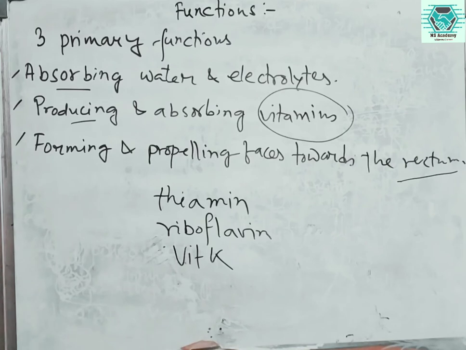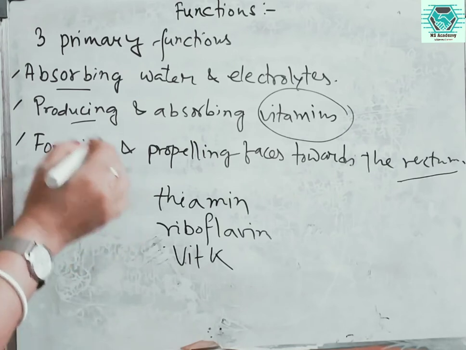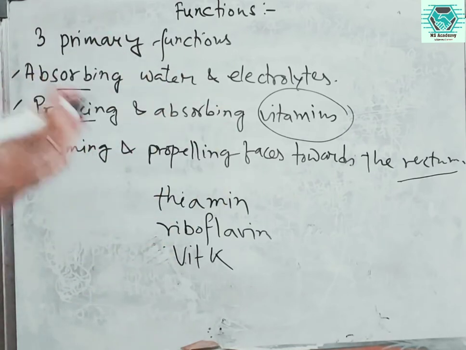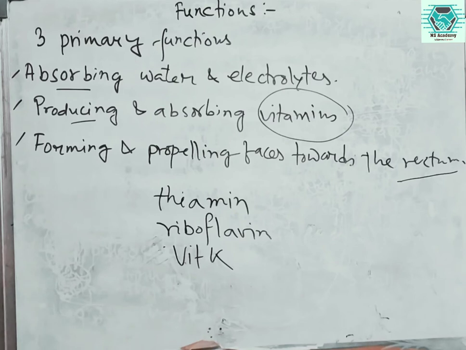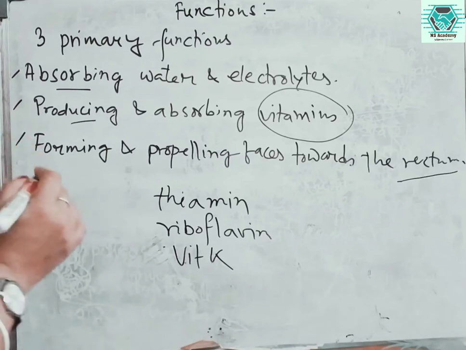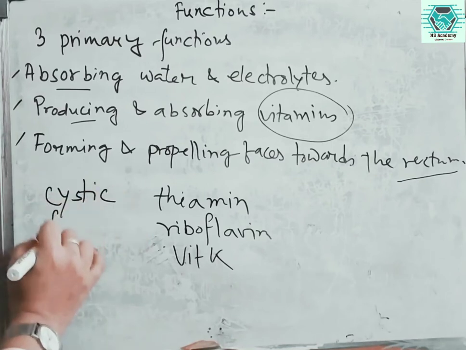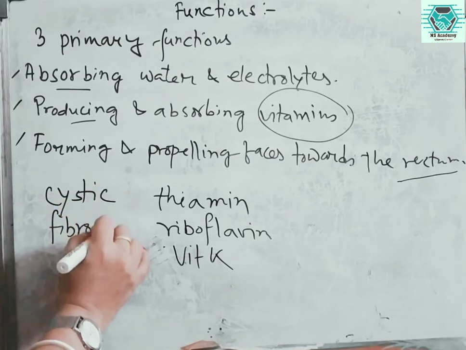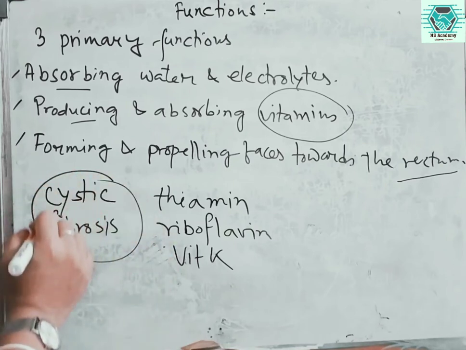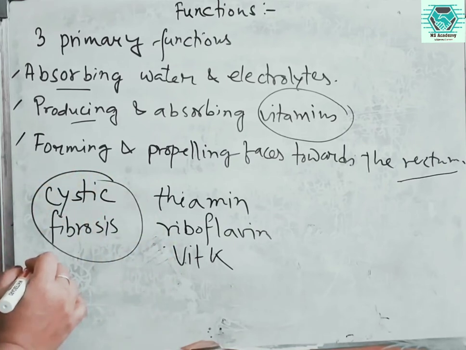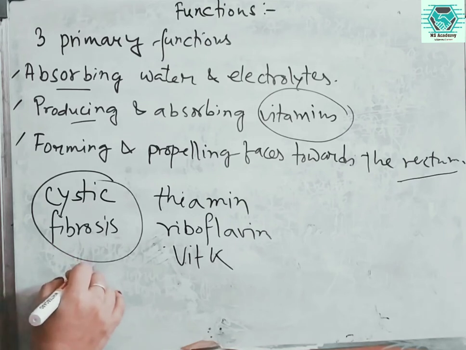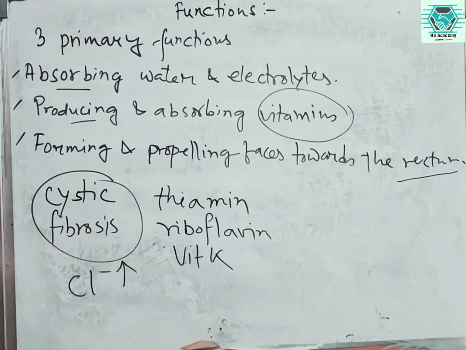And the large intestine also secretes K+ and Cl-. So they also help in the balancing or secretion of the electrolytes. The chloride secretion increases in cystic fibrosis. If a person is suffering from cystic fibrosis, it is a condition or disorder where the chloride secretion increases in the large intestine.